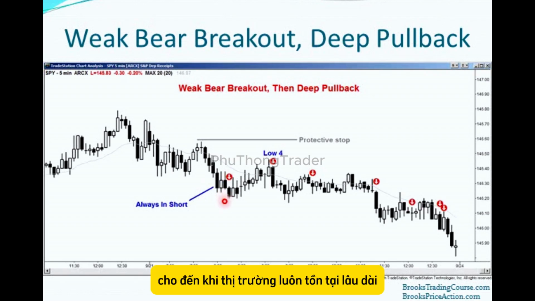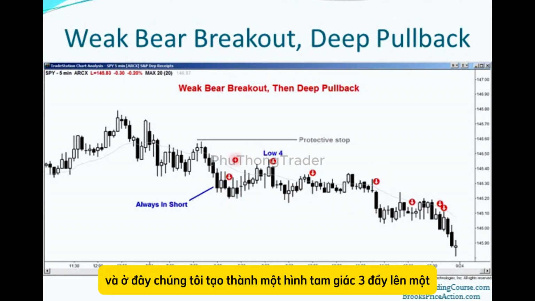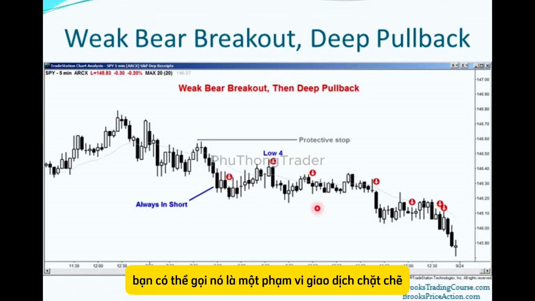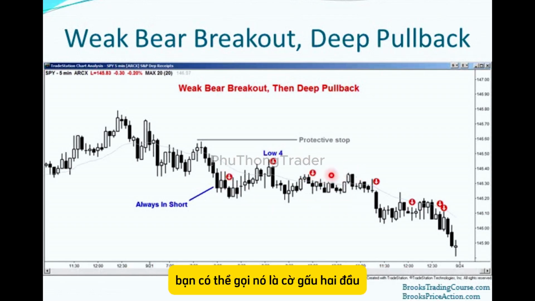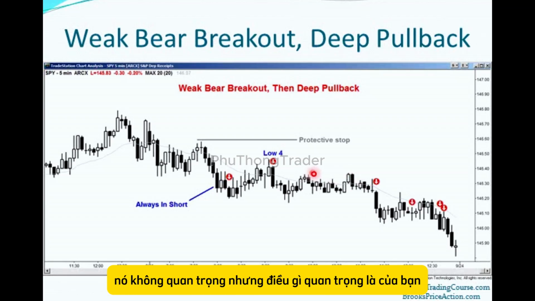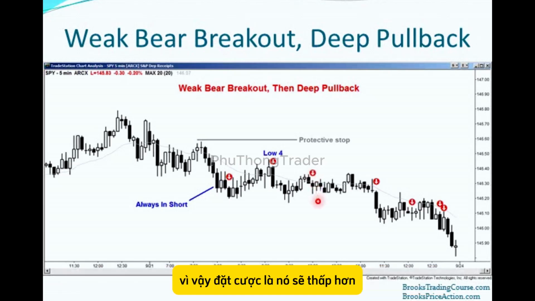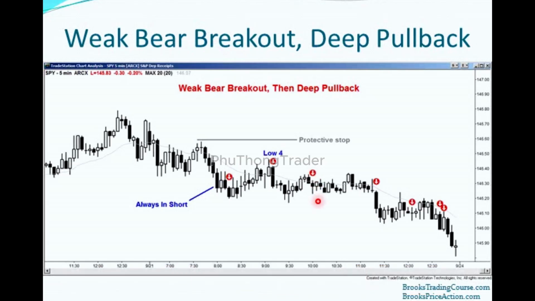And once you decide that it's always in short, you keep looking for opportunities to sell until the market becomes always in long. And here we formed a triangle, 3 pushes up, 1, 2, 3. You can call it a triangle, you can call it a tight trading range, you can call it a double top bear flag. It does not matter. But what does matter is it's always in short. It did not become always in long. So the bet is that it's going lower.